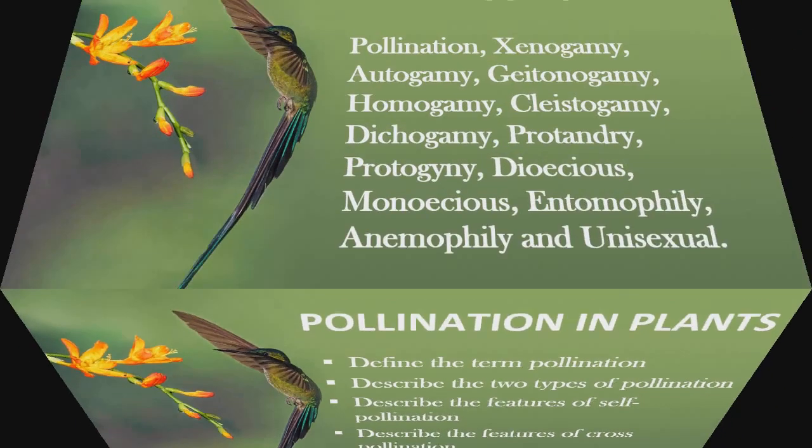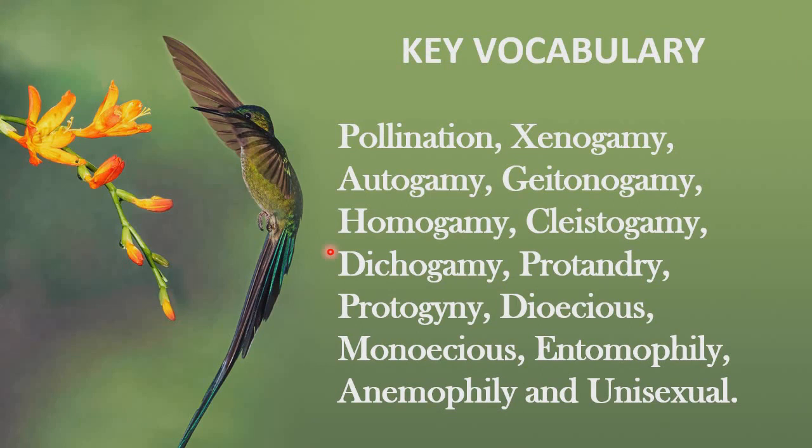Let's look at our key vocabularies. We have our key vocabularies as follows. The first one, pollination. The second one, xenogamy. We have orthogamy, heterogamy, homogamy, cleistogamy, dichogamy, protandry, protogeny, dioecious, monoecious, entomophily, anemophily, and unisexual.